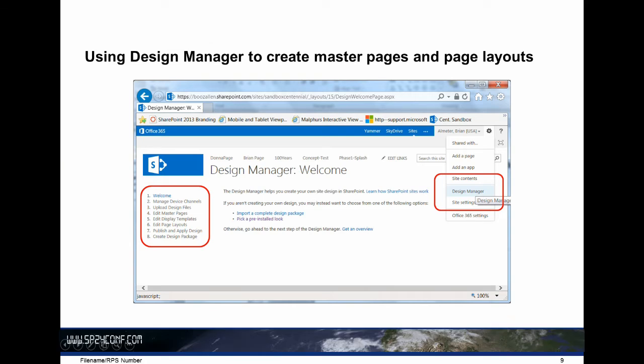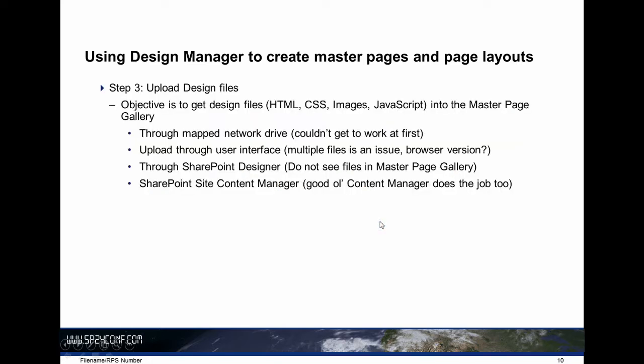Now we'll come into SharePoint 2013, and at Booz Allen Hamilton we're actually using Office 365. Within Design Manager, you can access it by going under the Gear menu here and finding Design Manager if you're a site owner or site collection admin. To the left we have a different menu structure, and we're going to loosely follow this. It doesn't really lend well to go through steps 1, 2, 3, 4, 5, 6, 7, 8. So the first thing we're going to do is go to step 3, uploading our design files.